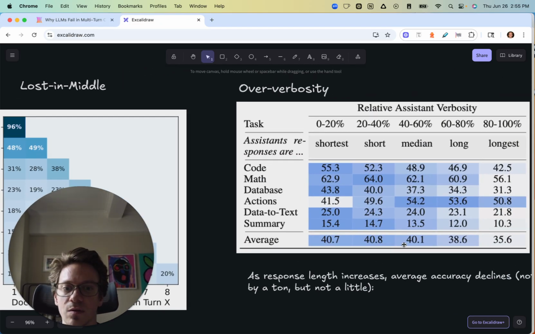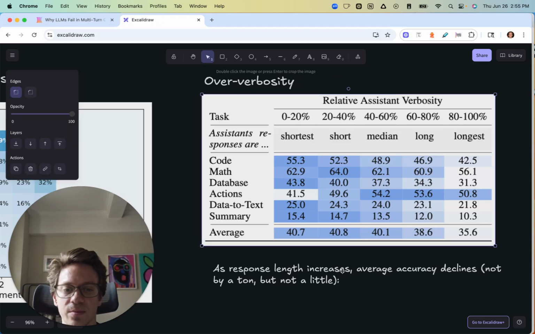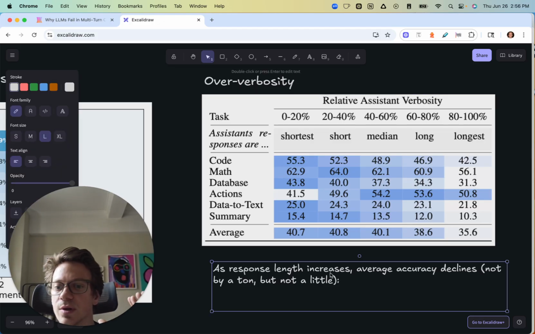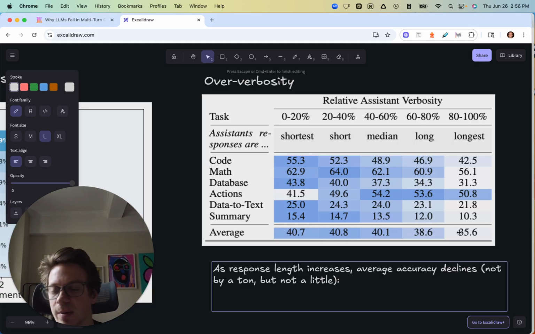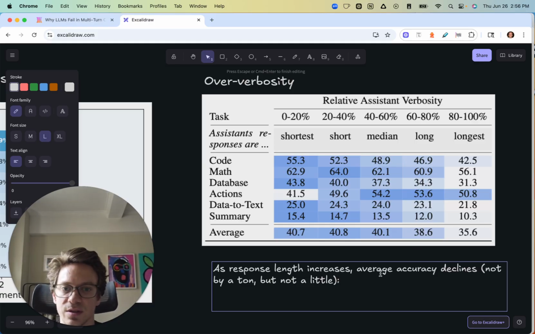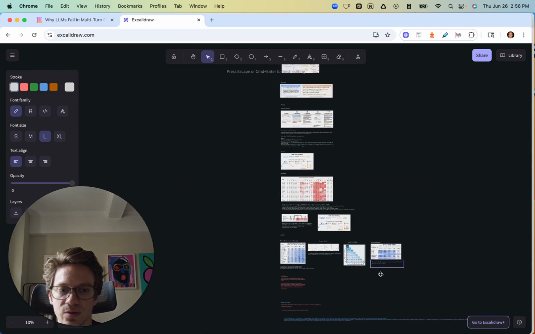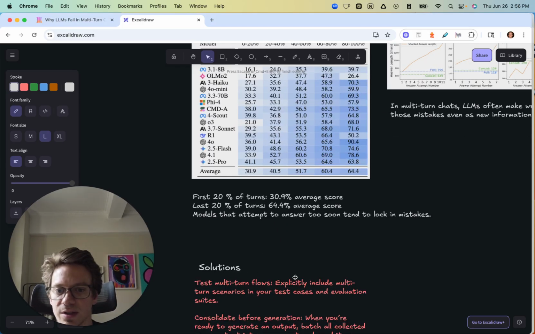And then being overly verbose was another thing here, especially this happens a lot with reasoning models. So as the response length increases, the average accuracy declines. It's not by a ton. We're seeing 40% versus 35%, but a 5% difference is definitely notable. And so that's another issue to worry about, over verbosity.